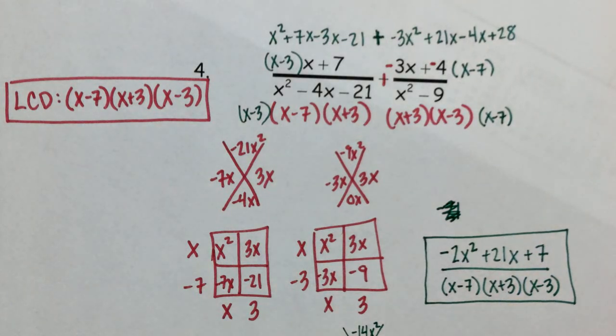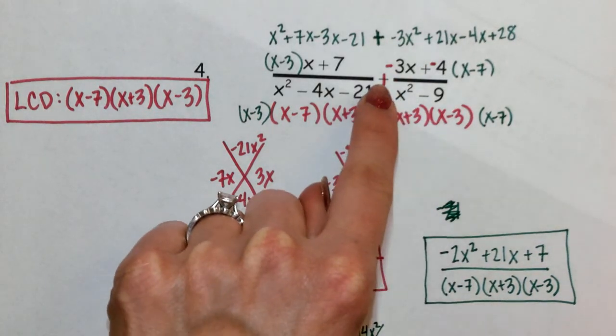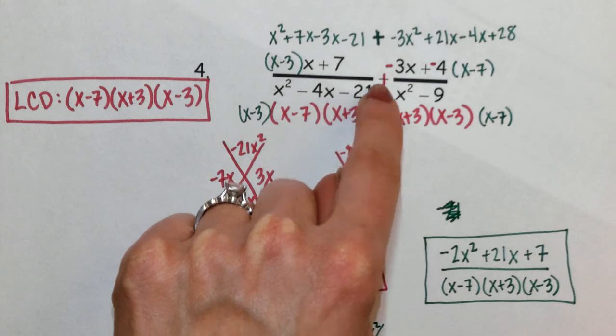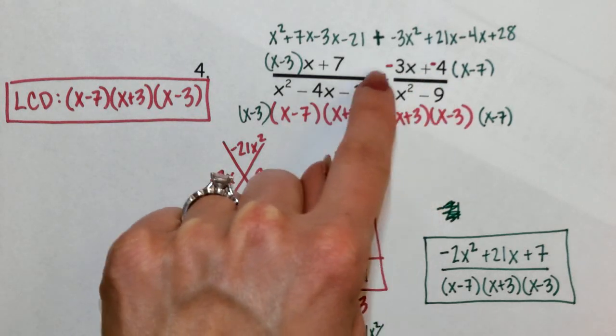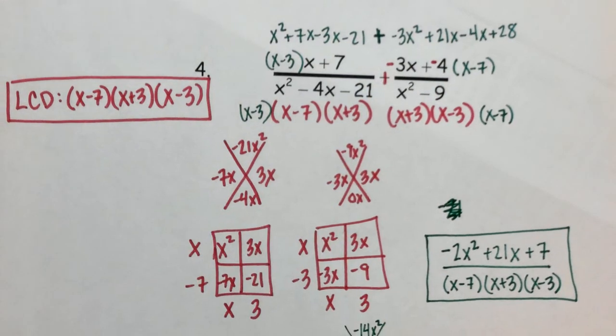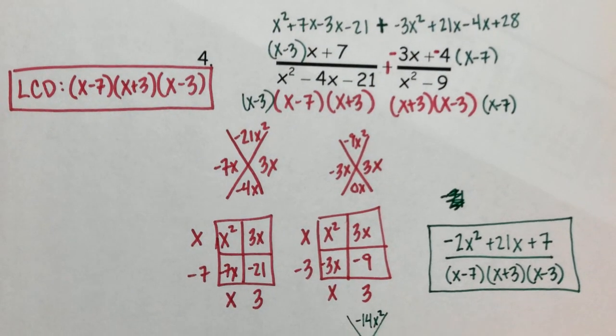Hopefully you guys are doing really well with this. You got to make sure that you remembered that subtraction, you got to change the sign on both. So this became a negative 4 and a negative 3x. So all those little things matter.